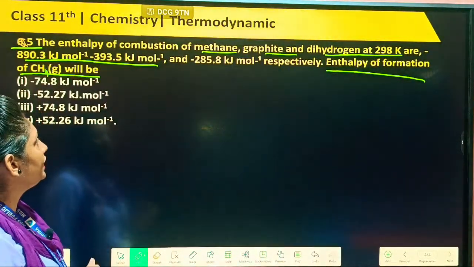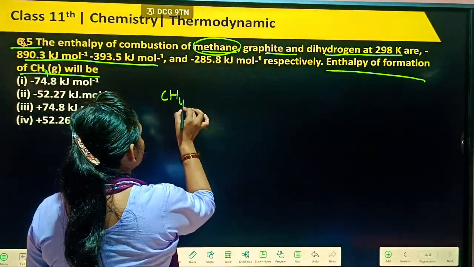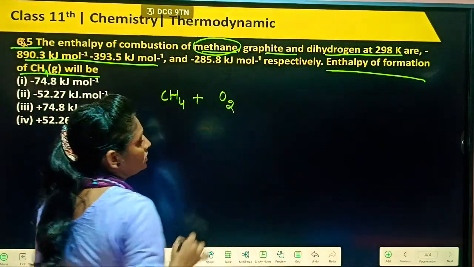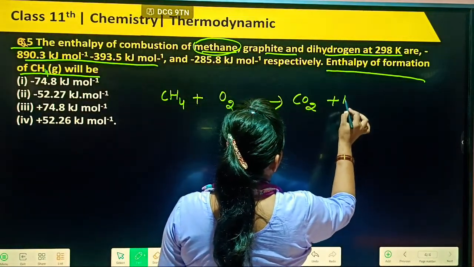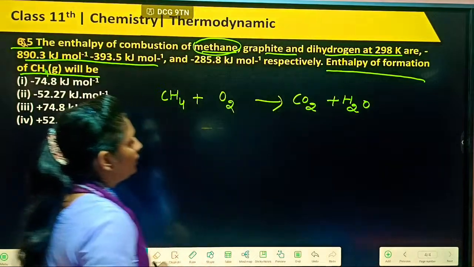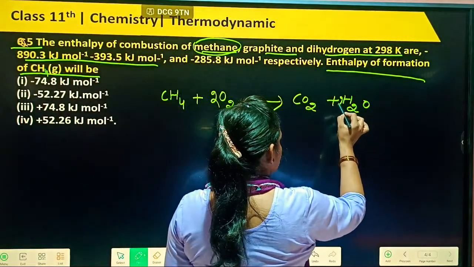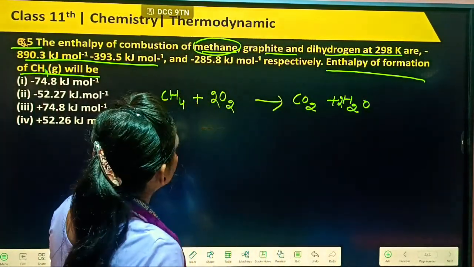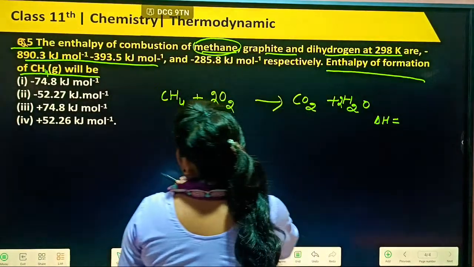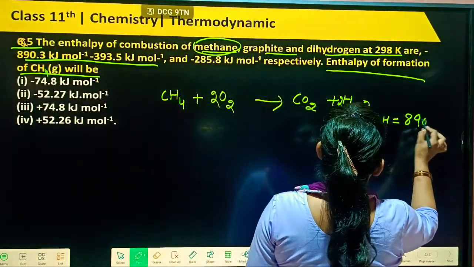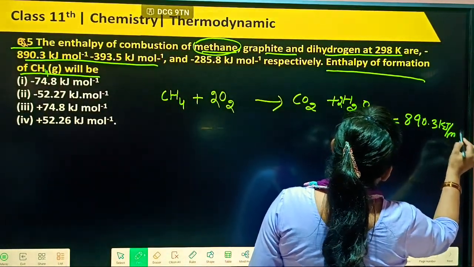Students, first of all you will write equations. Combustion of methane. Combustion means burning in the presence of oxygen. Then you will get carbon dioxide plus water. If you balance, now it is balanced. So for this, the enthalpy of combustion is minus 890.3 kilojoule per mole.